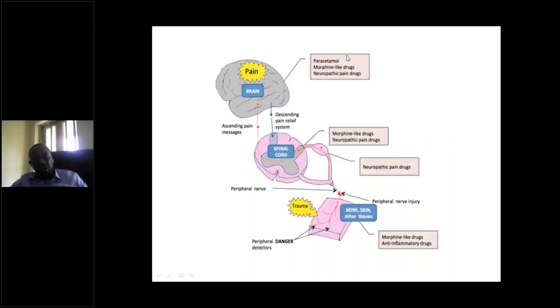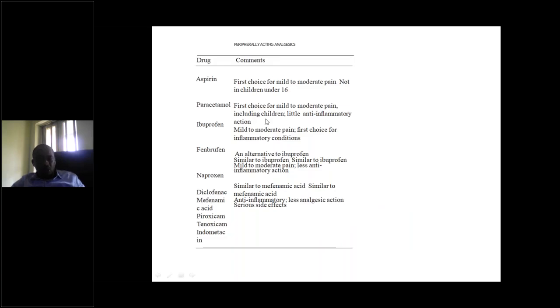They are divided into peripheral and centrally acting analgesics. This just tells you where these drugs act. Paracetamol will act in the brain, morphine will act in the spinal cord, neuropathic drugs act in the spinal cord, and morphine can also act at the site of trauma, like the skin. So please take note of these peripheral acting drugs.